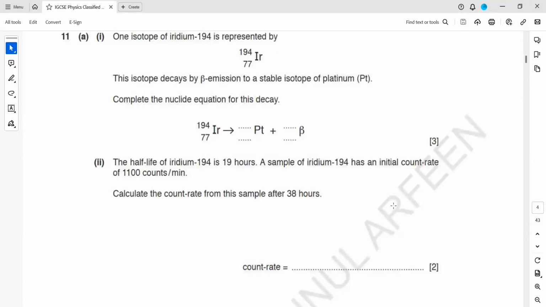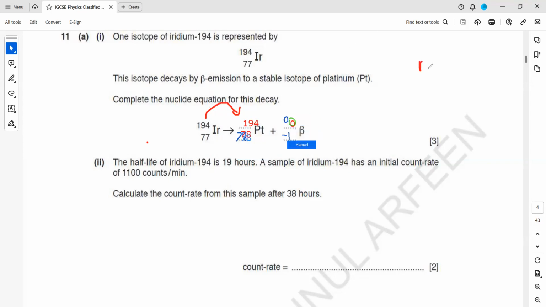The first one: an isotope of iridium-194 is represented by the symbol, as you can see, and by the emission of a beta, it turned into platinum. Complete the nuclide notation. So whenever there's a beta emission, the nucleon number does not change. But what happened to the proton number? The proton number will increase by 1.